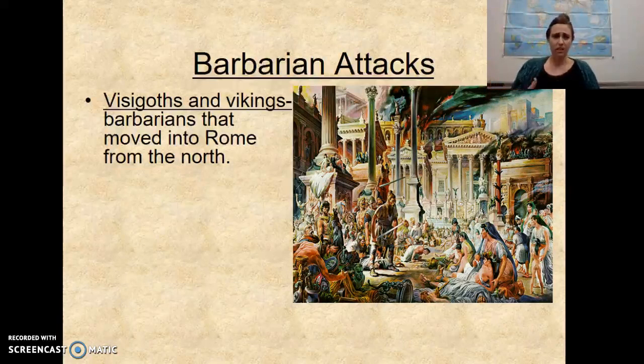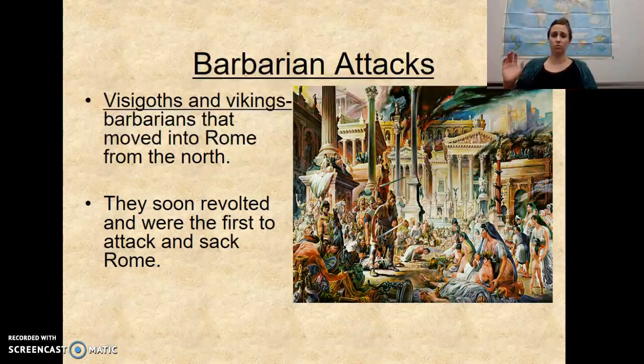So our Visigoths and our Vikings moved into Rome from the north, and they soon revolted, and they attacked and sacked Rome, and Rome got sacked multiple times. That means that they literally went in, pillaged and raped and burned, and it was a disaster. And from Engineering an Empire, how we have roads that Romans created, all those roads led right to Rome, right? So it was very easy to find our Romans and take whatever they had left.